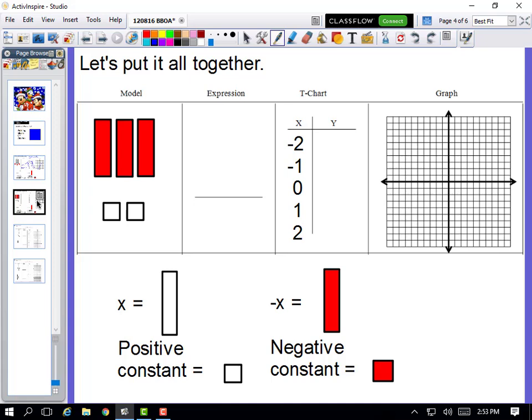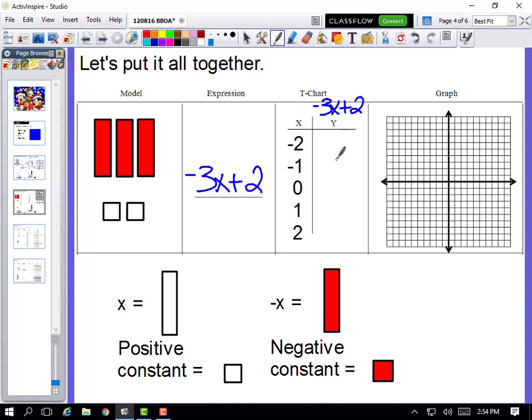Okay, so here is a model with 3 closed longs and 2 open squares. So the expression that is being modeled by this picture is -3x, because each of these refer to a -x, plus, because every model is a plus problem, +2. So we end up with -3x plus 2. So that's going to go in this spot right here, -3x plus 2. It goes above the y.